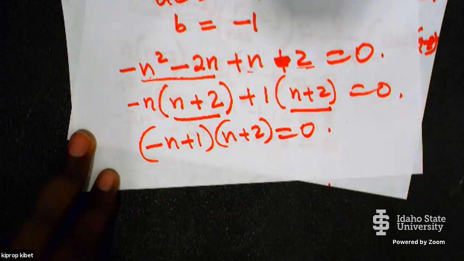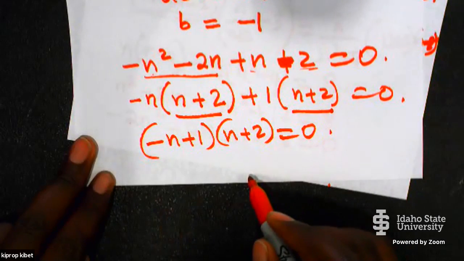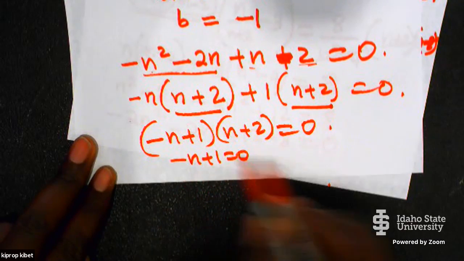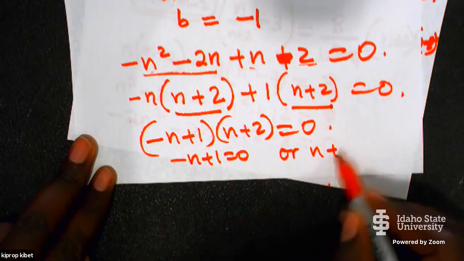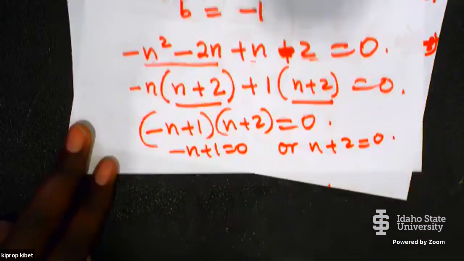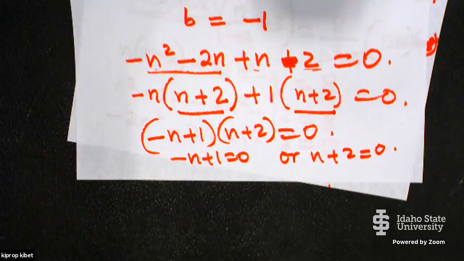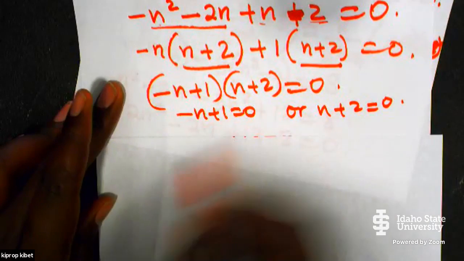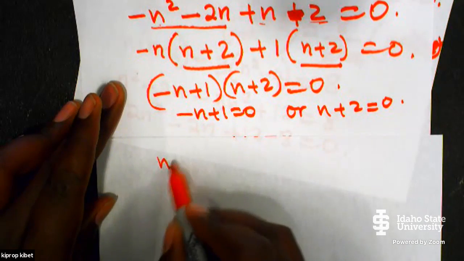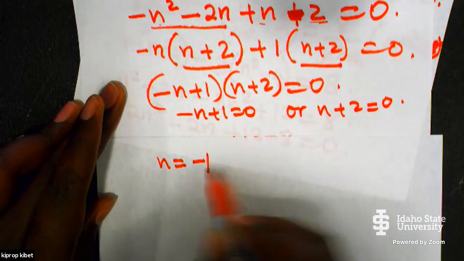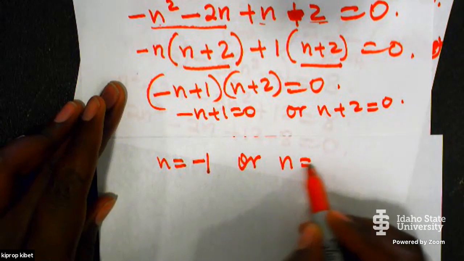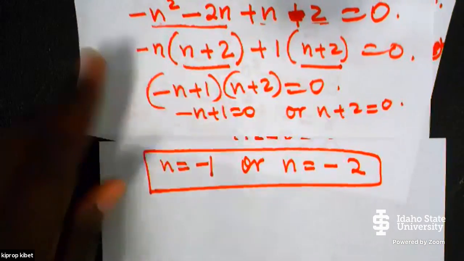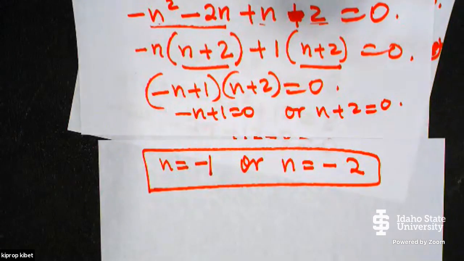All right? So now we have the zero product property. So you get minus n plus 1 equals to 0, or n plus 2 equals to 0. So finally, this one will be n equals to 1, or n equals to minus 2. That's clear? Any questions?